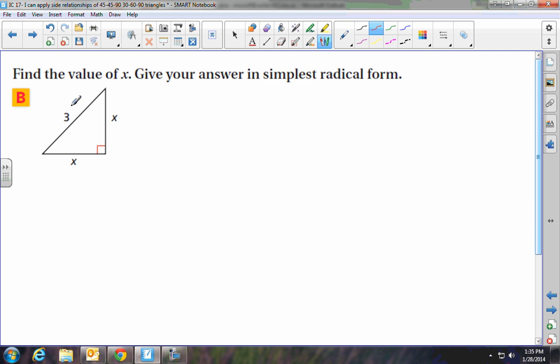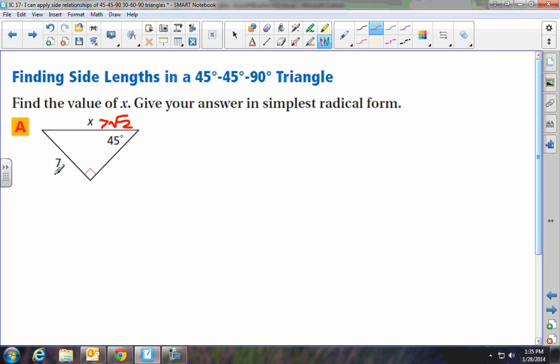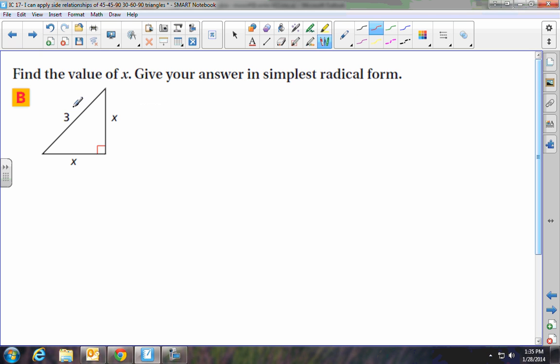This time we aren't given a leg, we're given a hypotenuse. And if you'll remember back here, to go from leg to hypotenuse, we multiplied by radical 2. Well, now we're going the other way. We're going from hypotenuse to leg. So guess what we're going to do? We're going to divide by radical 2.